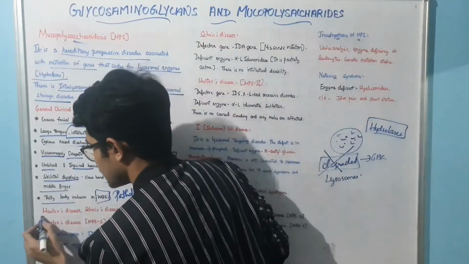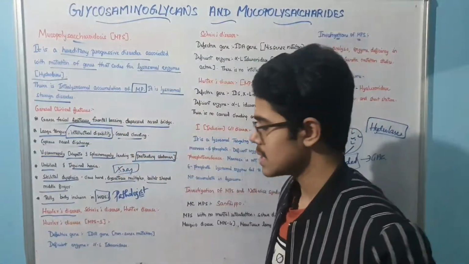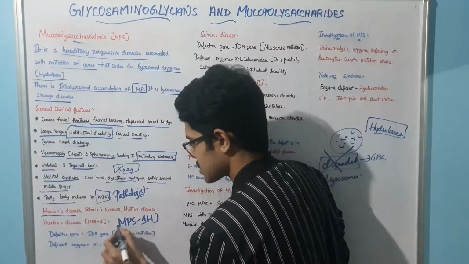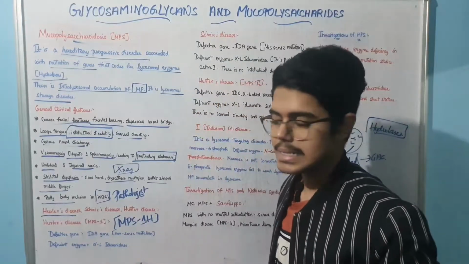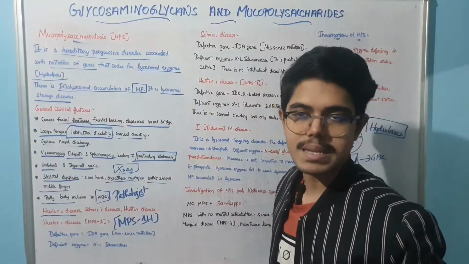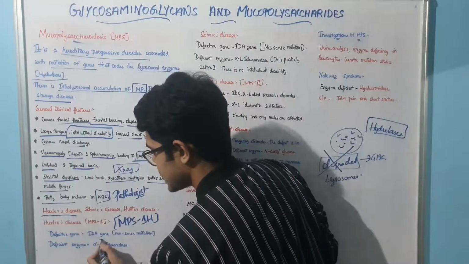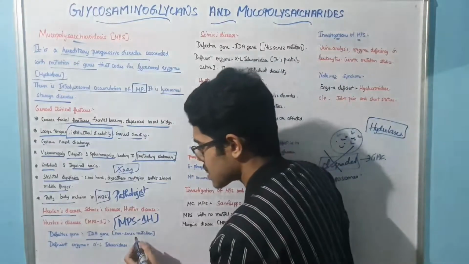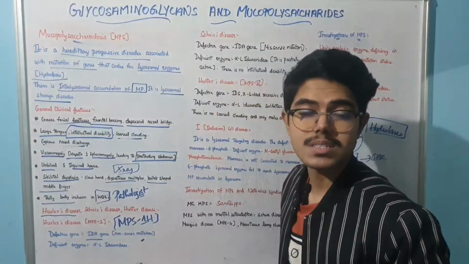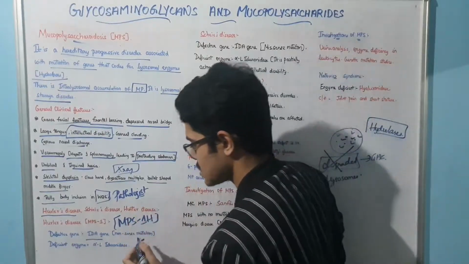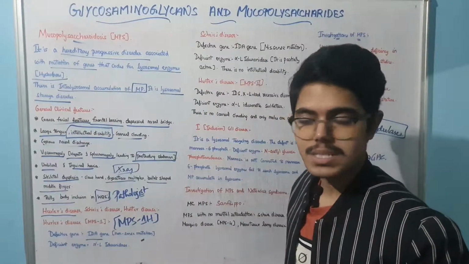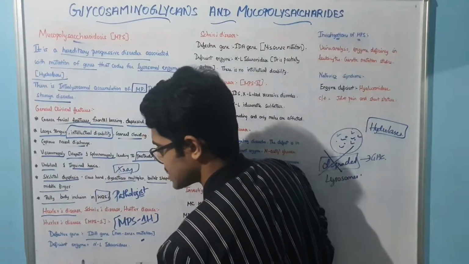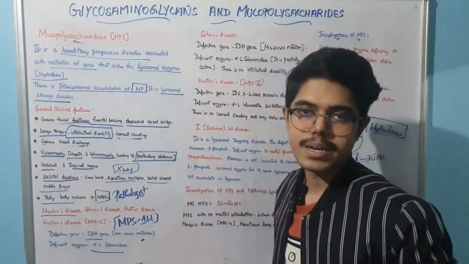First, very important, is Hurler's disease. Hurler's disease is also called MPS1H. What does this H stand for? Hurler's disease. Now what is the defective enzyme? Here the defective gene is the IDUA gene, but very important, you should remember what kind of mutation it is: a nonsense mutation. Because of this nonsense mutation in the IDUA gene, it leads to Hurler's disease.